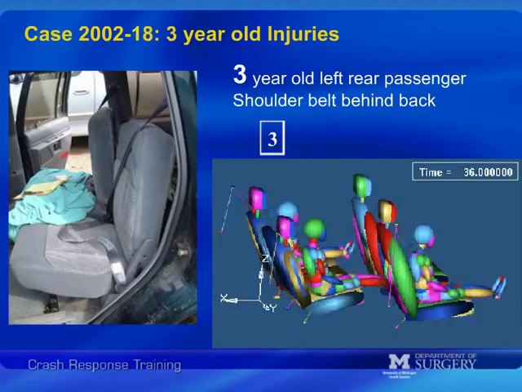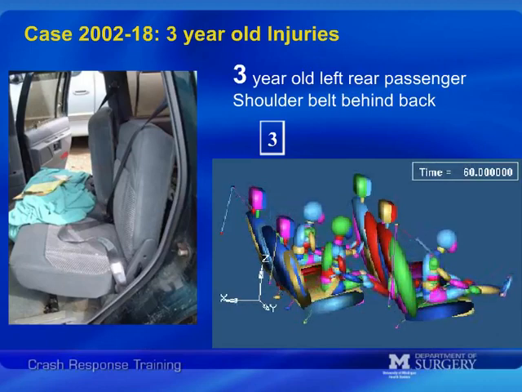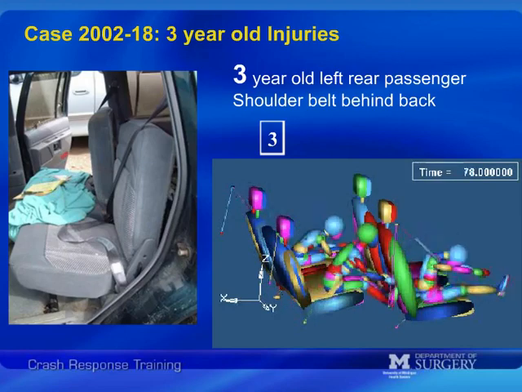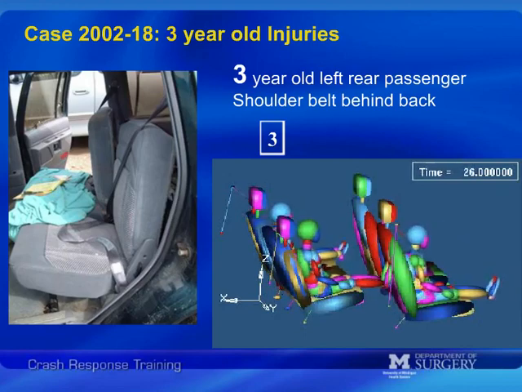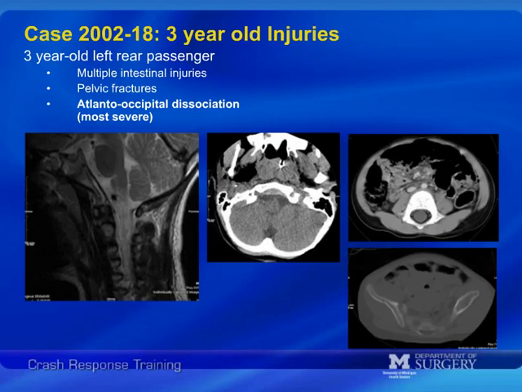So guess what happened to the 3-year-old left rear passenger? And this child, as you can see here from the belt configuration, was also seated with the lap belt on only and with the shoulder belt behind the back. This child ended up with multiple intestinal injuries and pelvic fractures from the lap belt.